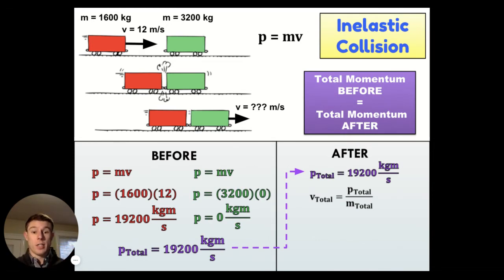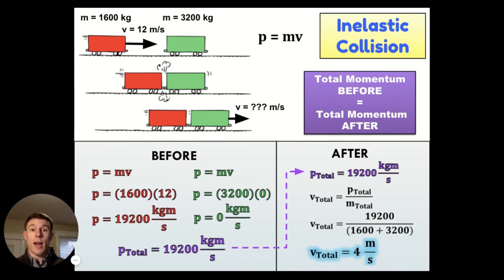So the final velocity, or total velocity, is equal to the total momentum of the system after the collision, divided by the total mass of those two carts combined. In this case, the total momentum of the system after the collision is 19,200. And the total mass is the 1,600 kilograms from the red cart combined with the 3,200 kilograms of the green cart. When we crunch those numbers, we get a final velocity, or total velocity, of 4 meters per second.